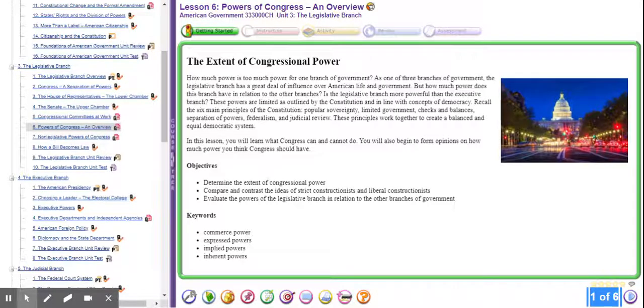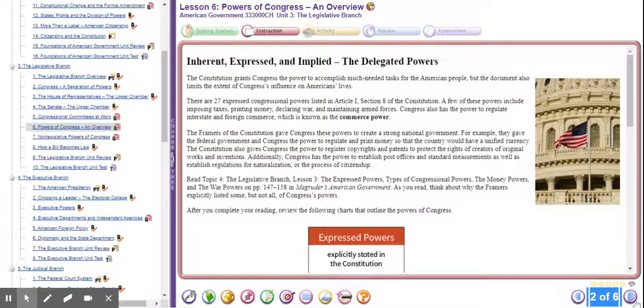Okay, so congressional power is what lesson 6 is all about. And I want to point out just a couple of things here. Make sure you understand inherent, expressed, and implied powers. That's super, super important. So make sure you're able to do that. And also understand the importance of commerce power, the power to regulate commerce.